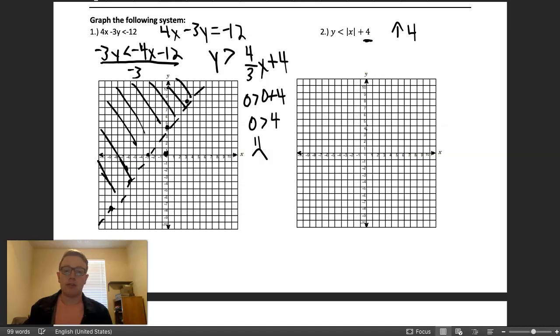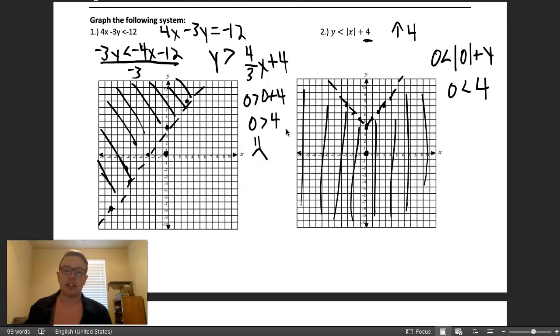So we go up 1, 2, 3, 4. Looks like our numbers are normal, so we're just going to go up 1 over 1, up 1 over 1 to each side. And this one again is not equal to, so we're going to dash this line. There's step 1 out of the way. Step 2, test point. Let's test 0. Is 0 going to be less than the absolute value of 0 plus 4? Absolute value of 0 is still 0, so is 0 less than 4? It is, meaning that we get to shade the side that we tested.